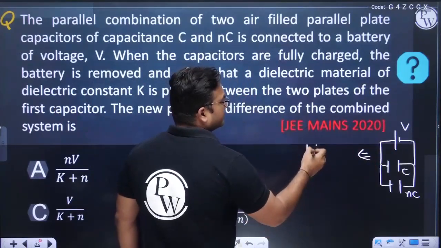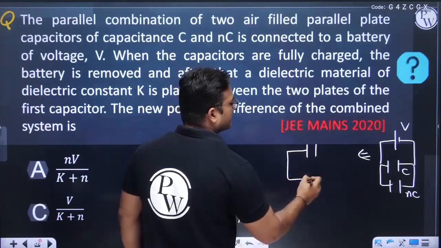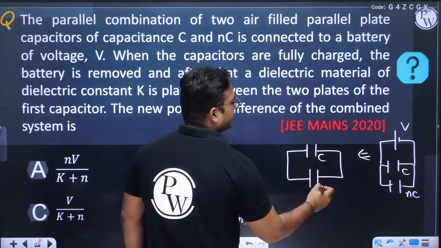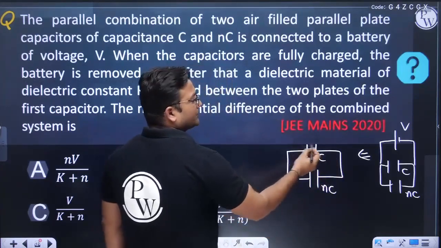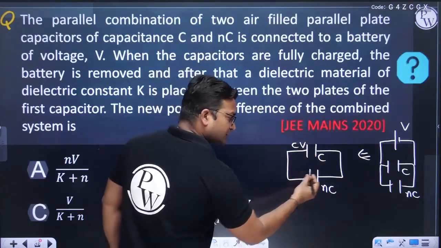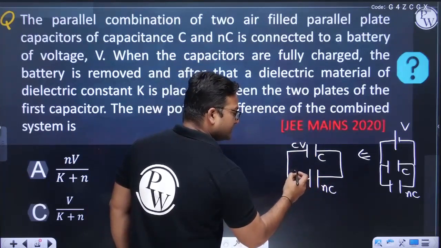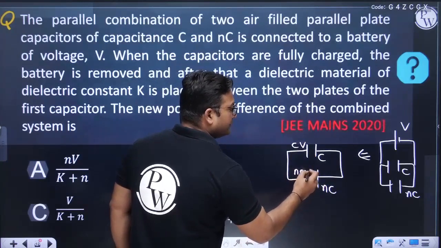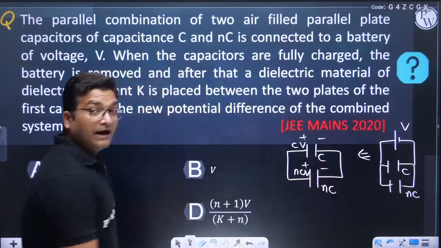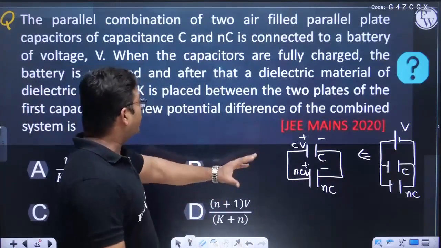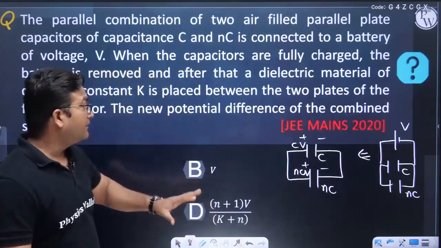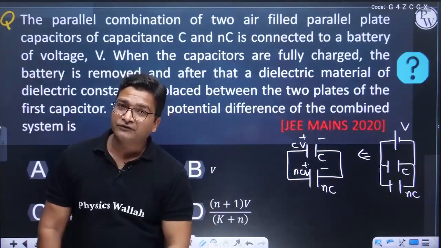So initially they have this C and NC. As it is charged to potential difference V, the charge here should be CV, and it is also charged to the same potential difference V, so the charge here should be NCV. Plus minus plus minus. And now they are inserting a dielectric slab of constant K, and they are asking us what is the new potential difference of the combination.